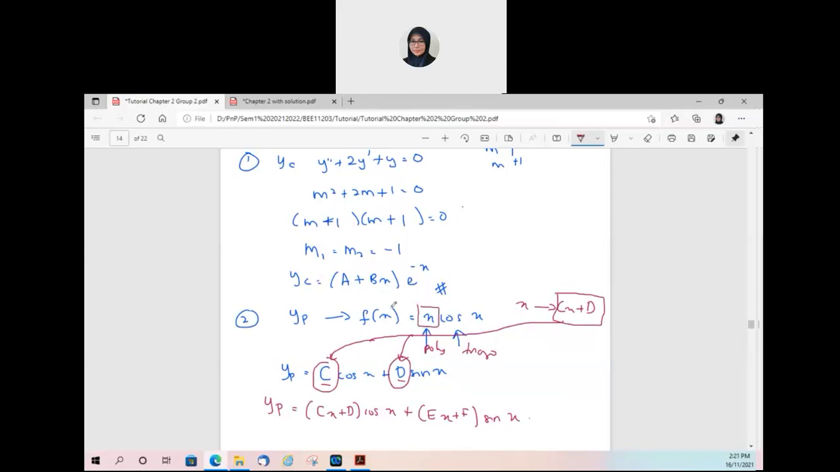Oh, kayaknya C dengan D tu gantikan yang polinomial je lah. Yeah. Oh, because dia ada X. Because we have X here. Kalau tak ada X, you boleh proceed dengan YP ni. Oh, okay. But this question you have X cos X. Kalau dia tak ada X, ada cos X je kan, dia akan jadi C cos X plus D sin X. If tak ada X kat depan, dia akan jadi C cos X plus D sin X.